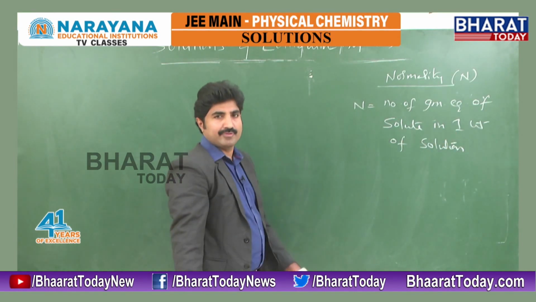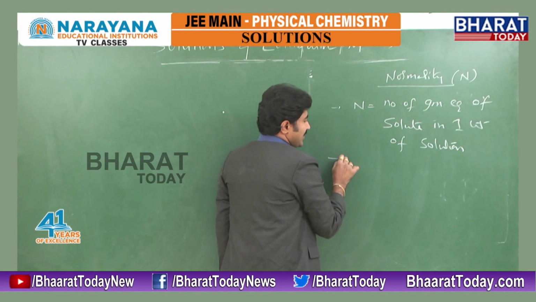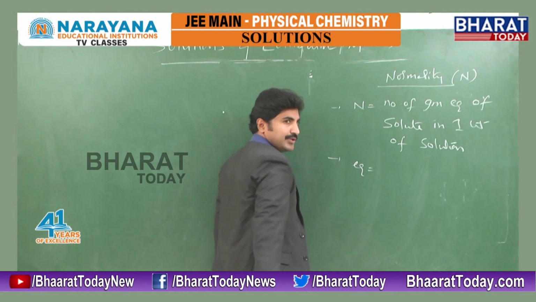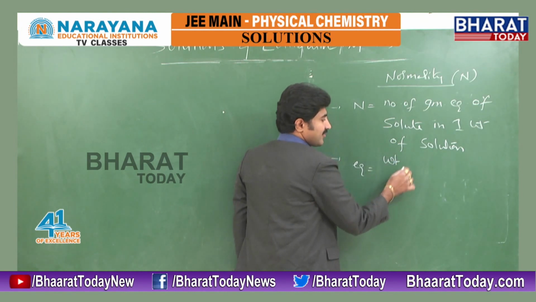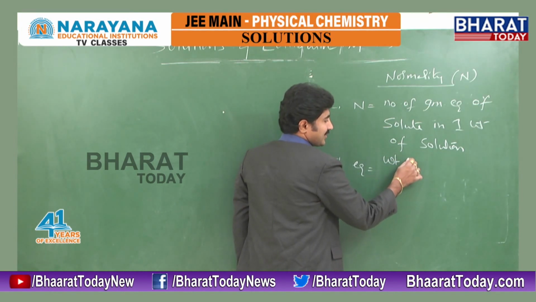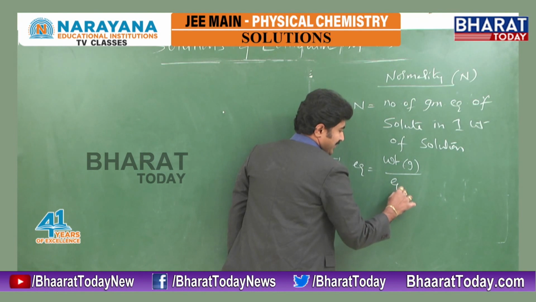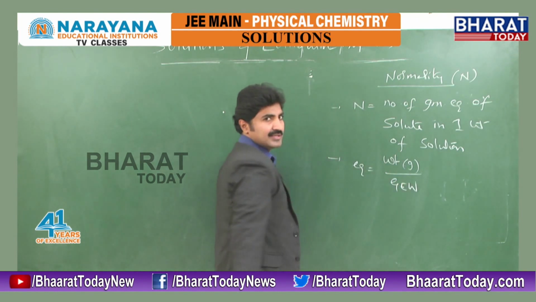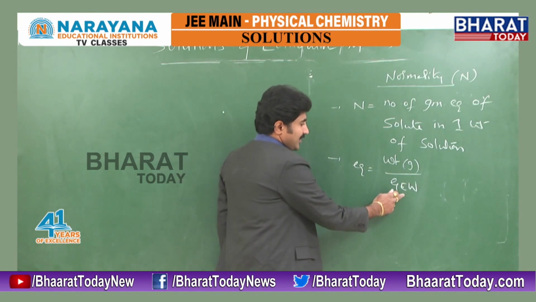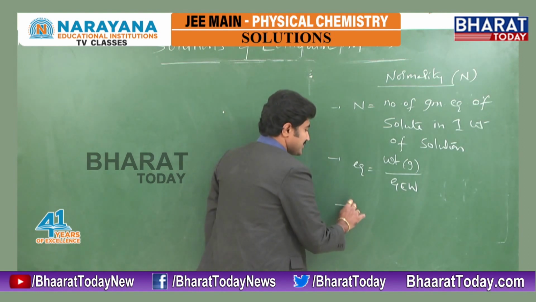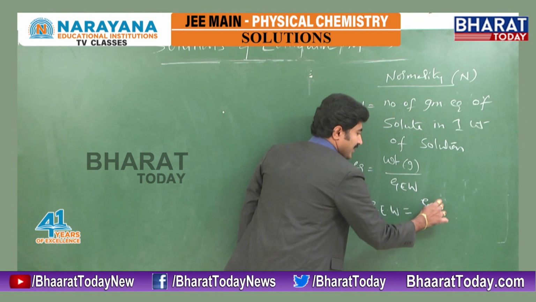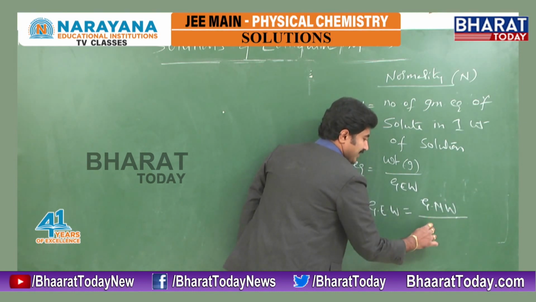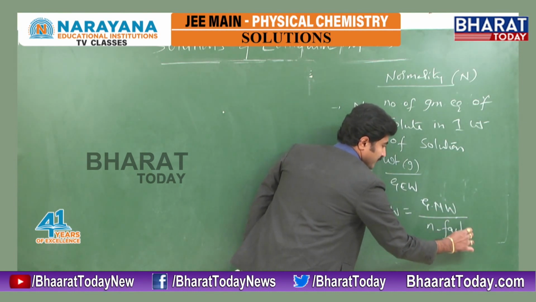What is a gram equivalent? Here, the equivalent is calculated using different concepts, especially in terms of weight: weight of the substance in grams by gram equivalent weight of the substance. How to calculate this gram equivalent weight of the substance? Gram equivalent weight of the substance is equal to gram molecular weight of the substance by n factor.